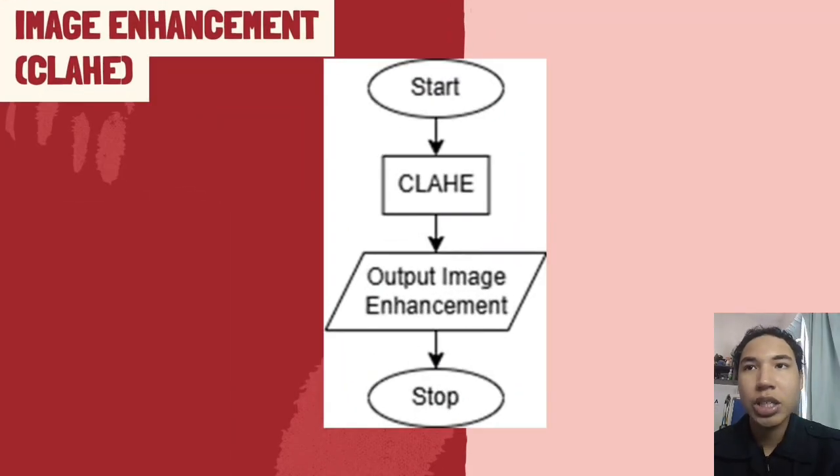Next, we go to the image enhancement CLAHE. CLAHE stands for contrast limited adaptive histogram equalization. It is an advanced version of AHE that limits the contrast amplification in each tile to prevent noise over-enhancement. So it improves local contrast while controlling the noise.